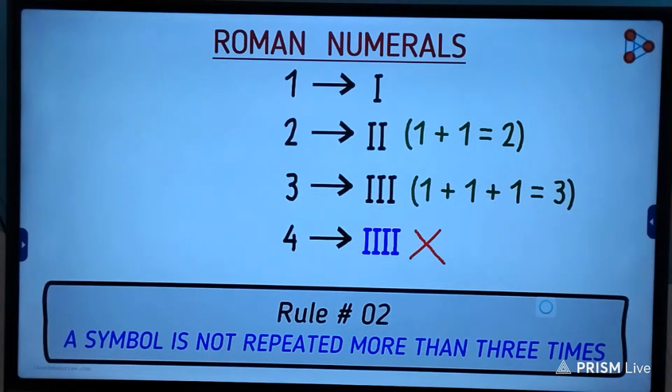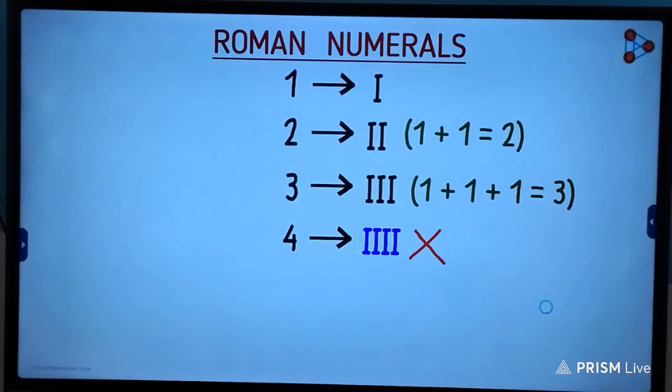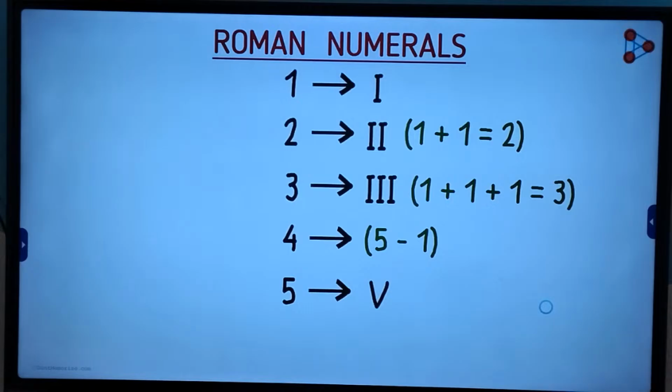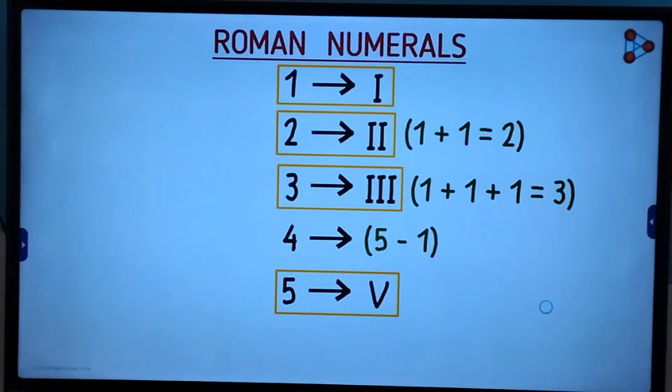Can you think of any other way for representing the number 4? Let me help you. We can also represent number 4 as 5 minus 1. So let us see the symbol for representing numeral 5. It's denoted like this, like the letter V. So we know how to write the numbers 1, 2, 3 and 5 in the Roman numeral system. Writing the number 4 is a bit tricky.